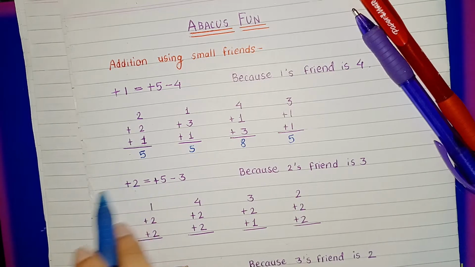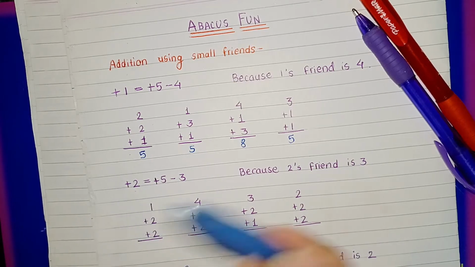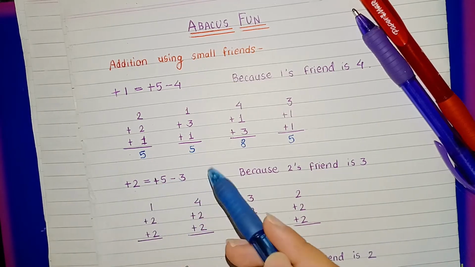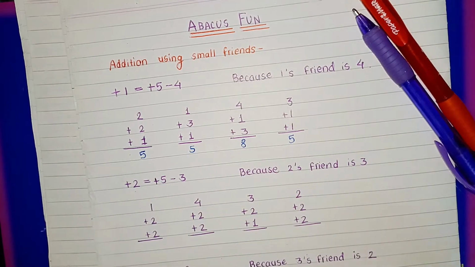Whenever we don't have sufficient space to add 2, we are going to add the boss, that is 5, and subtract 2's friend. What is 2's friend? We have seen it previously. That is 2's friend is 3. So let's use this rule and solve the sums.